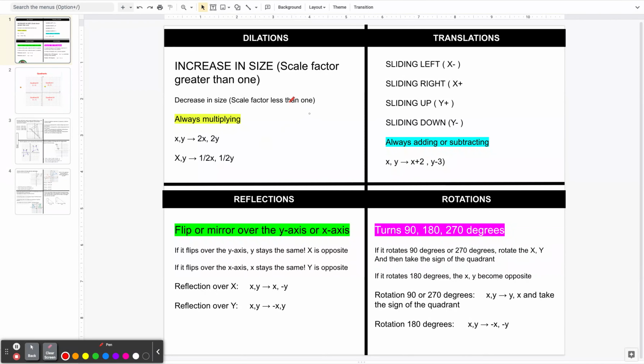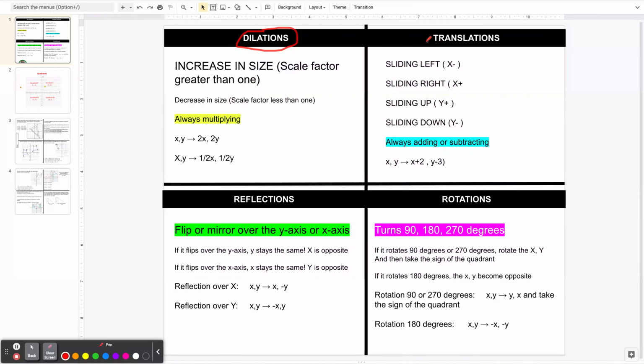This is a transformations prep video for our test tomorrow or Friday. We haven't decided which day, but know that we have transformations all over the test, and a transformation is a change. It can either change via dilation, which is increase in size, or decrease in size.